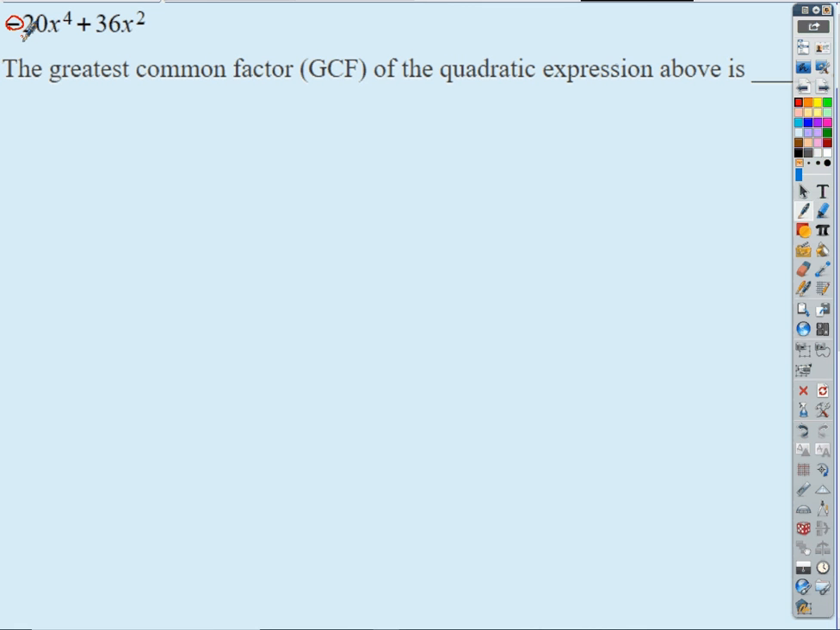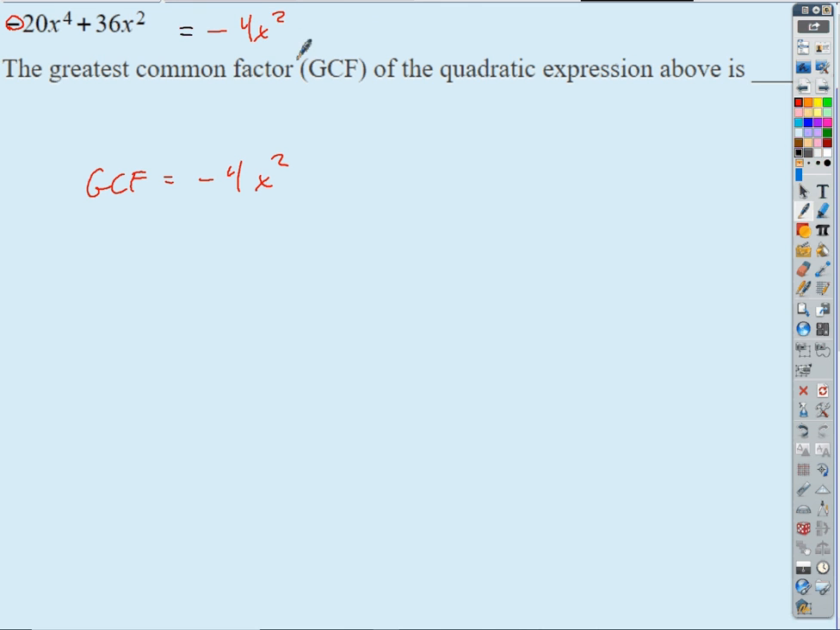Okay. So what are we going to get here then? We know it's negative. What's the biggest number that divides into 20 and 36? And what power of x? There you go, right? And so if I wrote this in factored form, my greatest common factor is negative 4x squared.